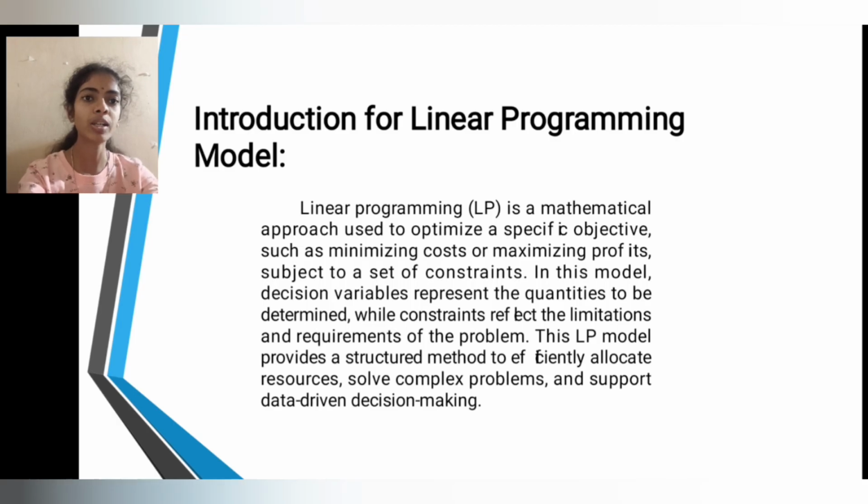In this model, decision variables represent the quantities to be determined, while constraints reflect the limitations and requirements of the problem. This linear programming model provides a structured method to efficiently allocate resources, solve complex problems, and support data driven decision making.